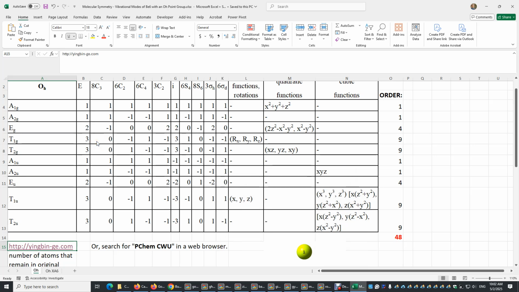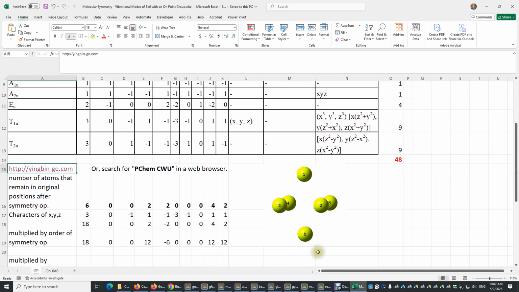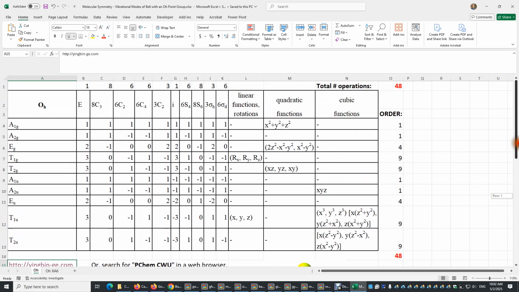In this video, I will determine the symmetry of the vibration modes of this atomic cluster that consists of 6 atoms. This cluster belongs to the octahedral point group. We have the character table of the octahedral point group here.